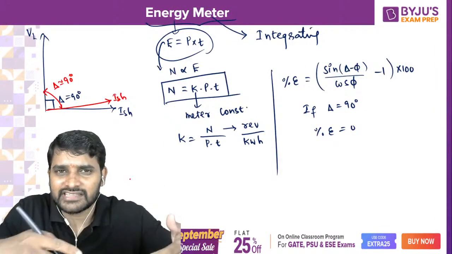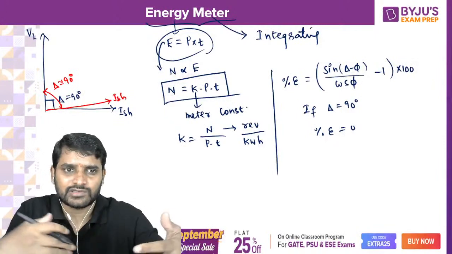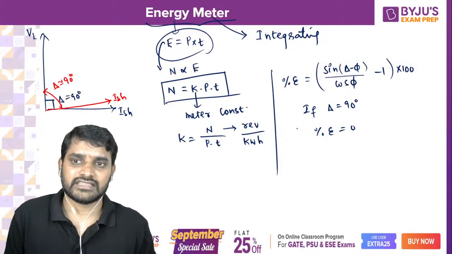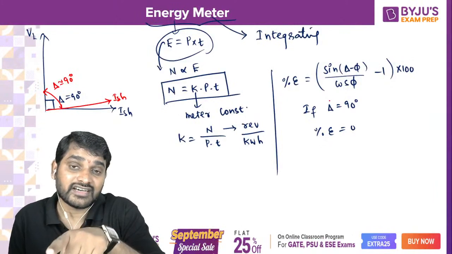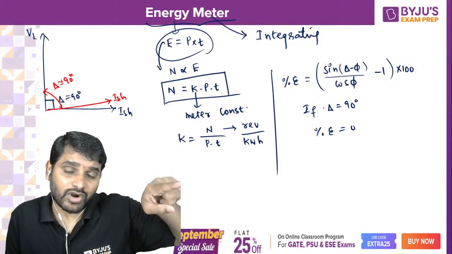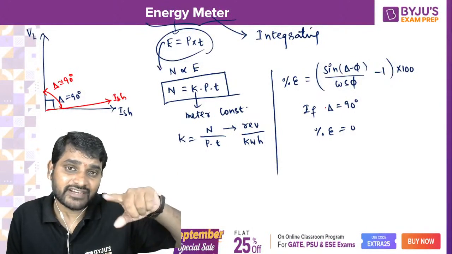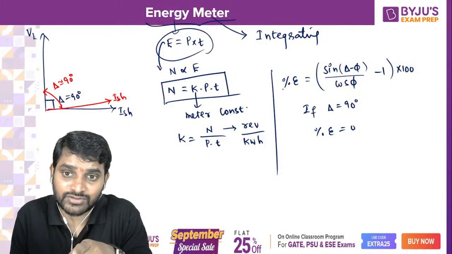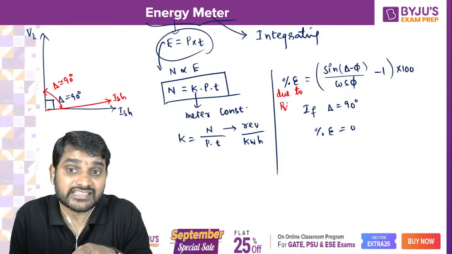So in order to bring this one, we will add some lagging coils and all those things, right? So this is the error due to shunt magnet resistance. Tan phi tan beta in the wattmeter, plus or minus tan phi tan beta into 100, that is error due to pressure coil reactance, and here the error is due to shunt magnet resistance.